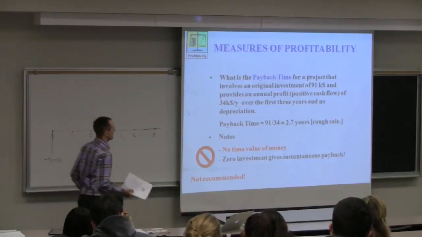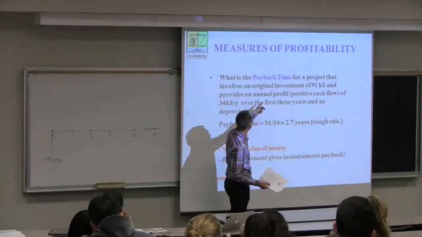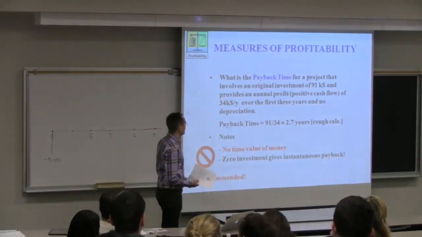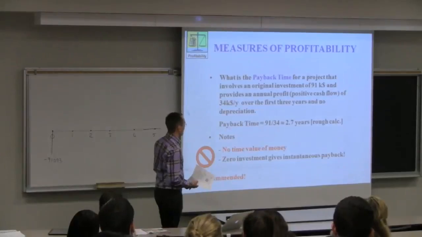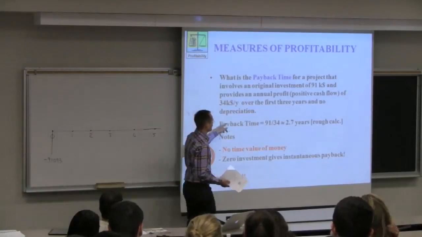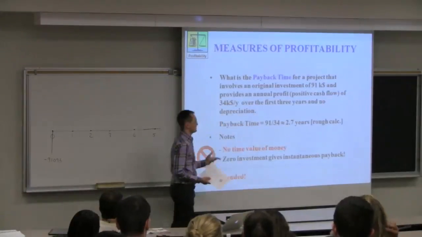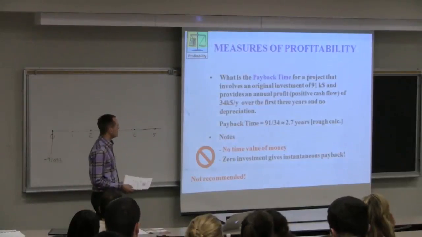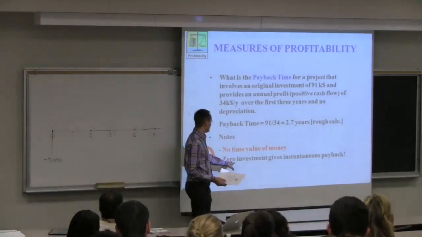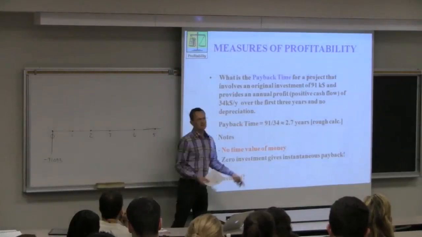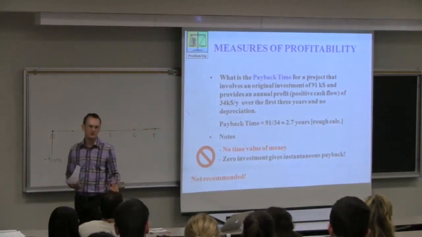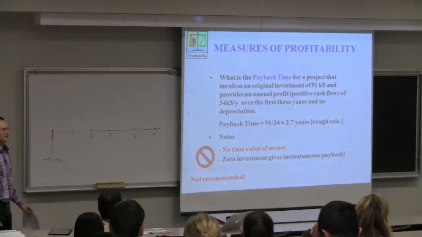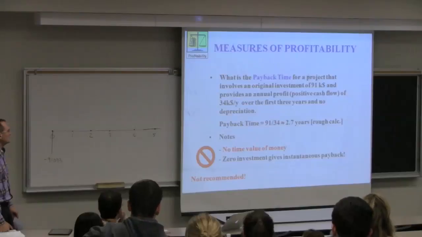Here's another example, a project with a $91,000 original investment. It's going to give you an annual profit of $34,000 after the first 3 years. The payback time can quickly be estimated as 2.7. It's similar numbers to the example we just looked at. The other thing to realize is that if you make no investment, the payback time is zero. That's a bit of a stupidity, because it's saying that you can get instantaneous payback for no investment, which we know is not the case.